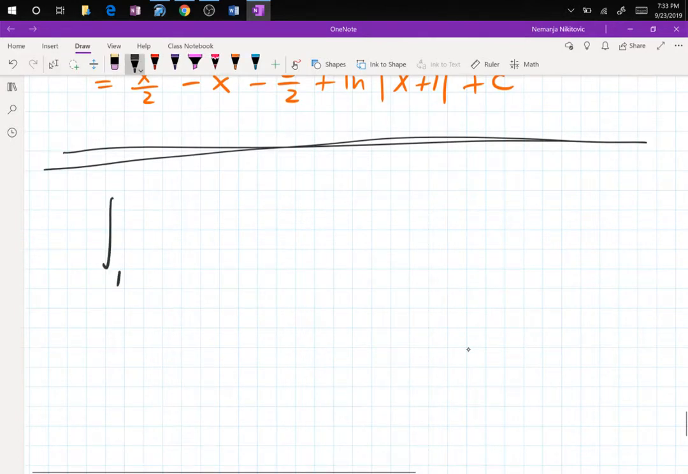Limits are 1 to e squared. E squared is this number, yeah. And then we have a fraction, right? The denominator is just x. It's nothing to worry about. The numerator is ln squared of x, dx.